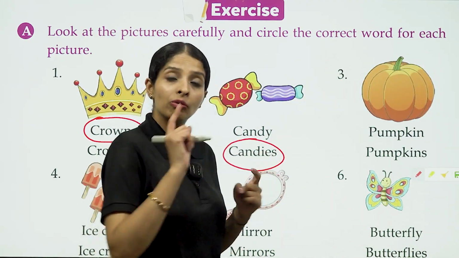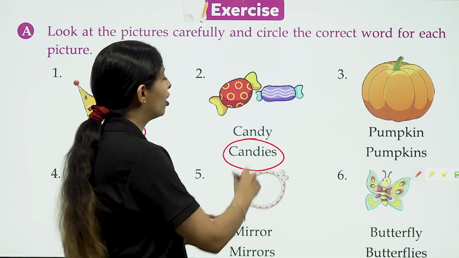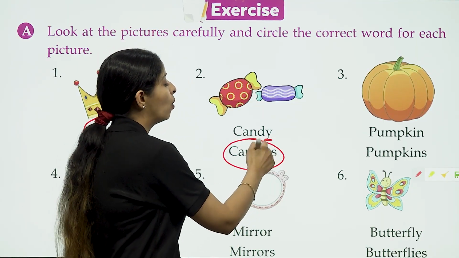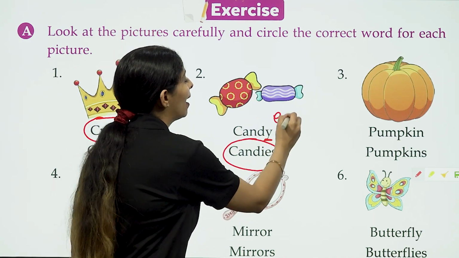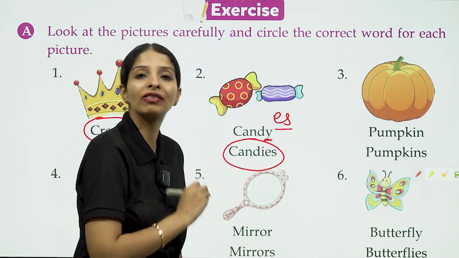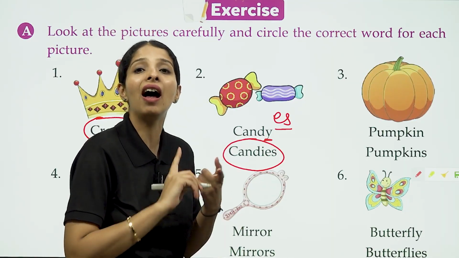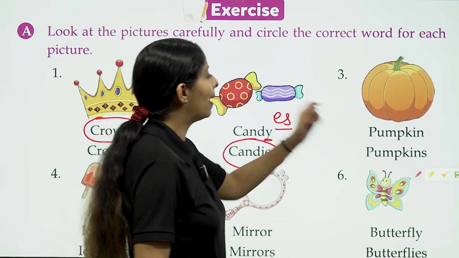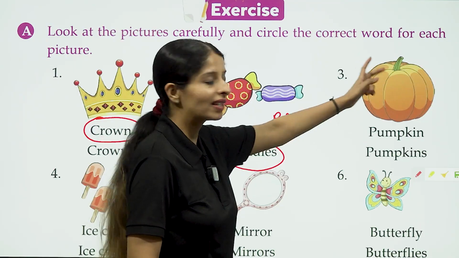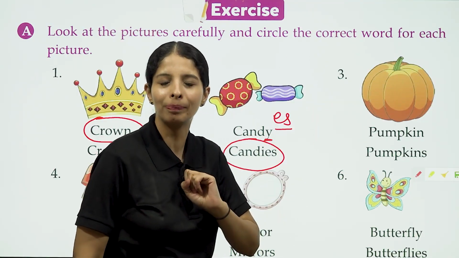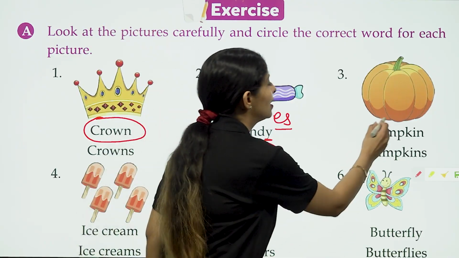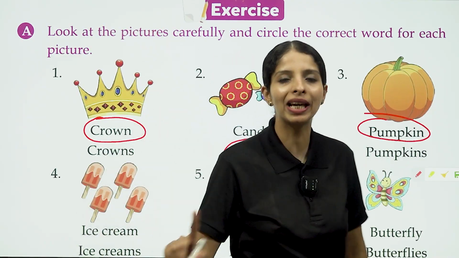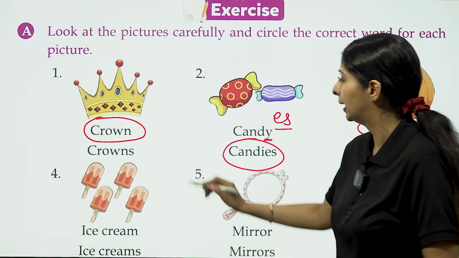Now next, and one thing you have to remember, whenever you see any singular noun ending with Y, its spelling changes with ES. You have to add ES at the end. Pumpkin or pumpkins, here we have singular. Why? Because we have one pumpkin only. So it was pumpkin, not pumpkins, because we don't have more than one.